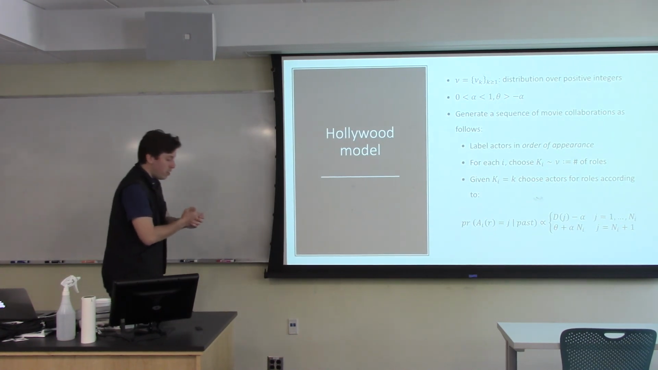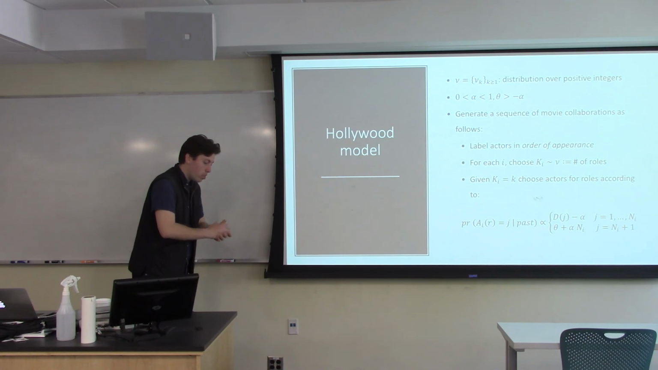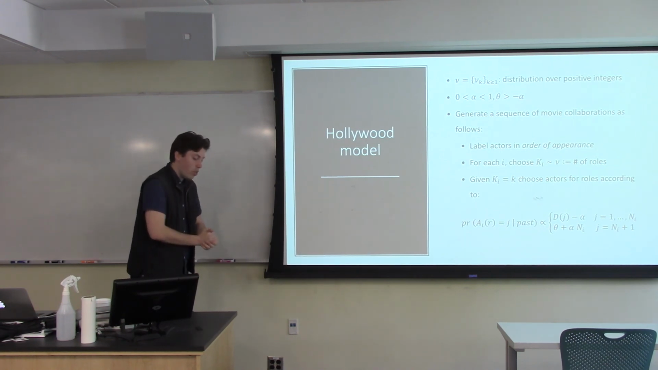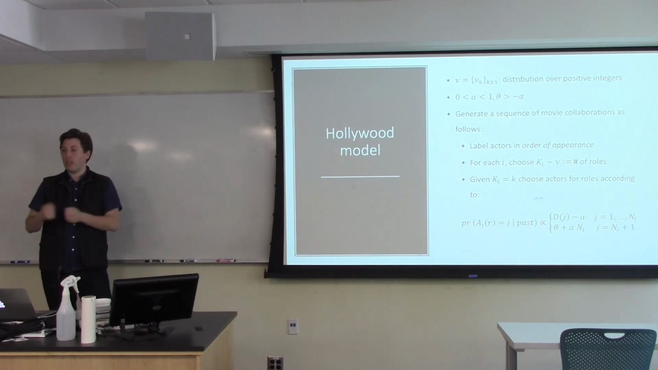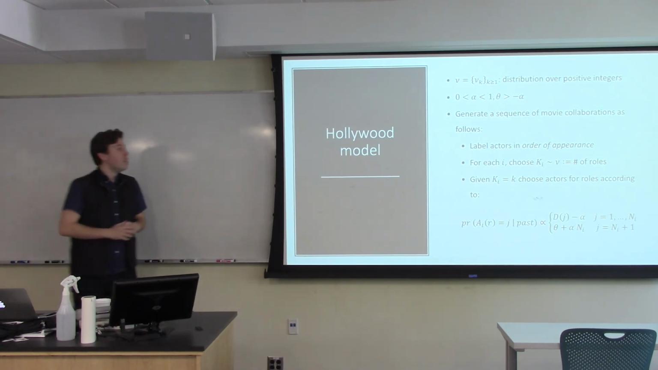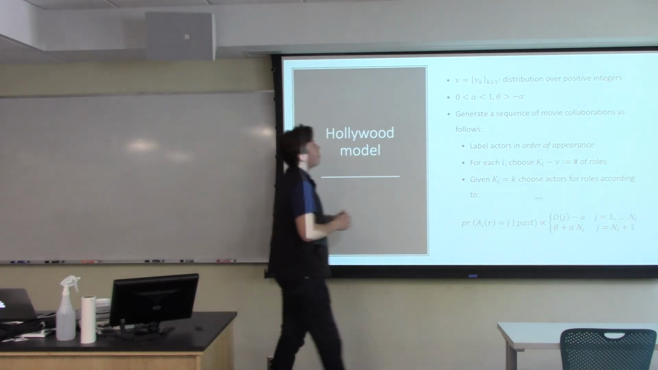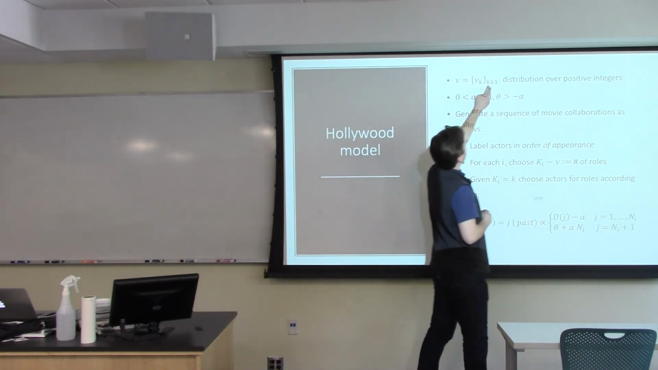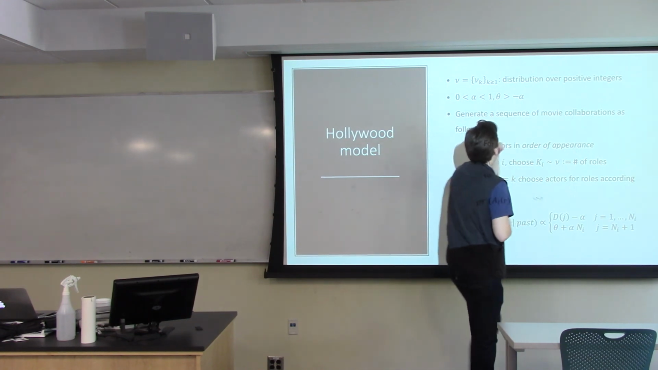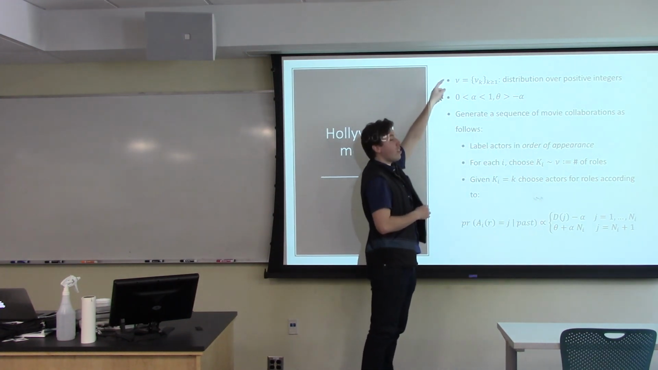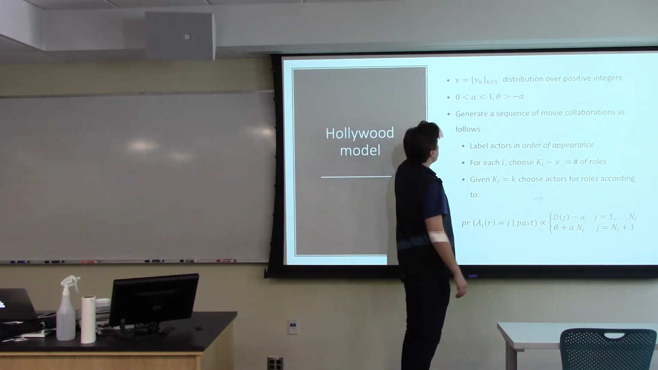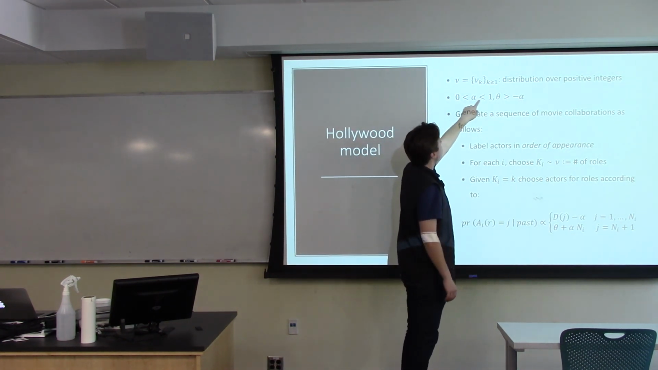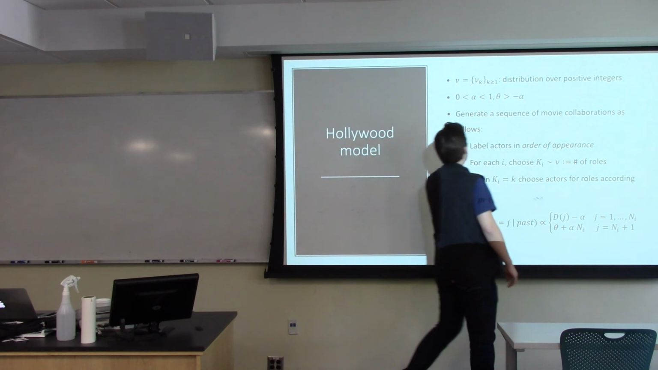And the idea here is that we're going to sequentially generate these movies. But at the end of it, you're going to have an edge exchangeable model in the sense that the order in which we generated the movies doesn't matter. So it's a sequentially generated thing. So we have nu_k for k greater than or equal to 1, a distribution over positive integers. This is the size of the different movies, the number of actors in each one. We have a 2-parameter model, 0 less than alpha less than 1, theta greater than minus alpha.